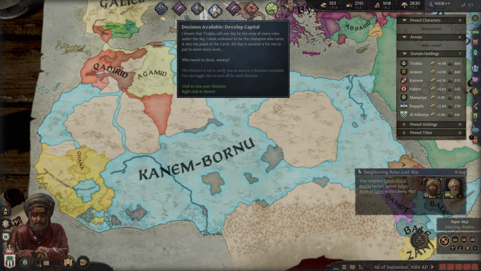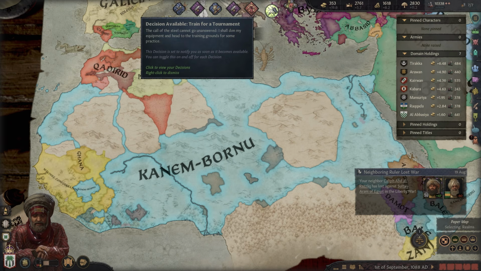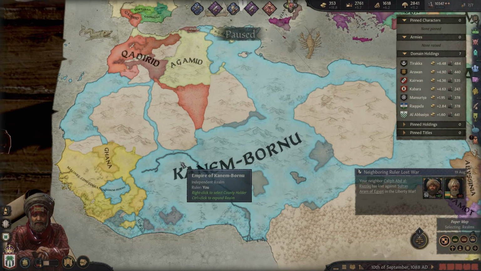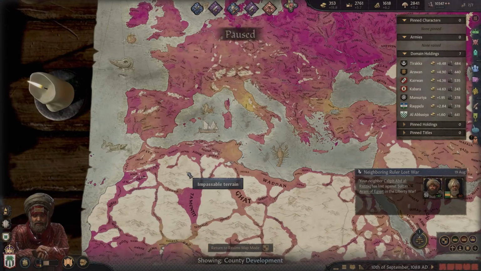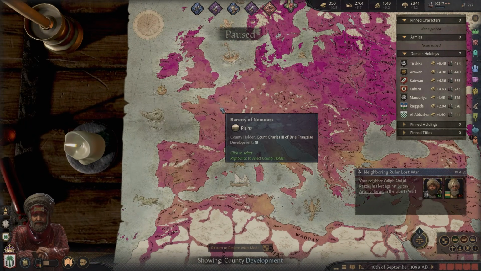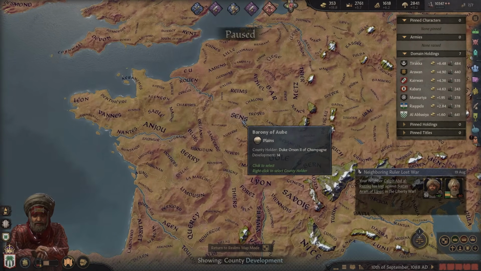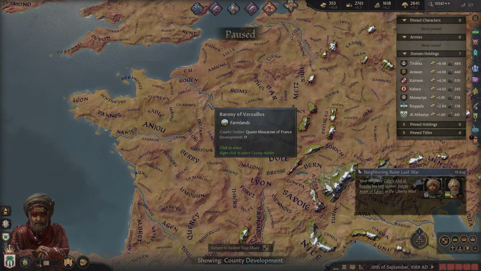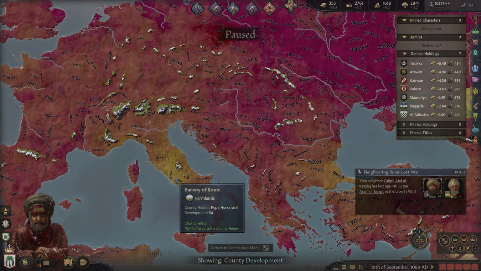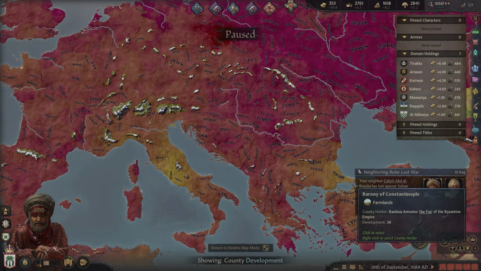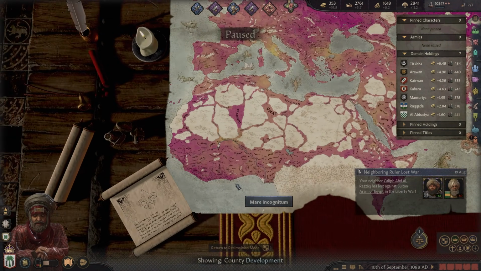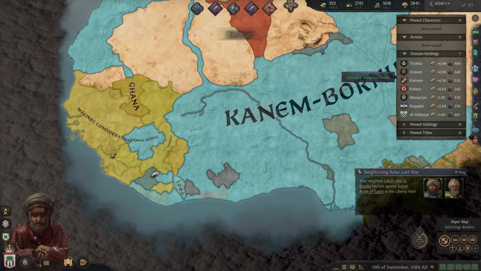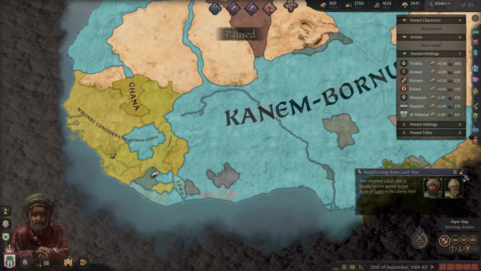Right. Develop capital? No. Train for a tournament? No. How is our capital looking in terms of development? 38. 38's not bad. If we were to compare it to some of these ones up here, Paris is pretty high. It's at 17. This is at 54. This is at 38. Yeah, we're the same development as Constantinople. That's perfectly fine.